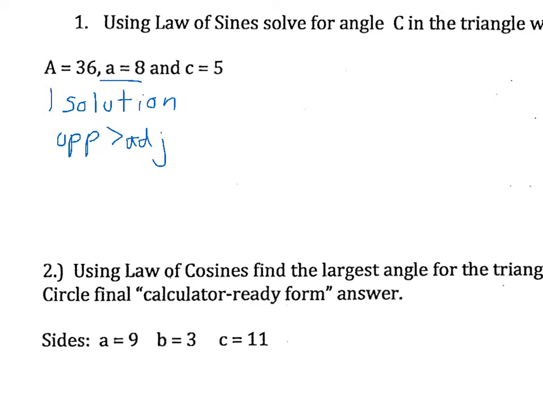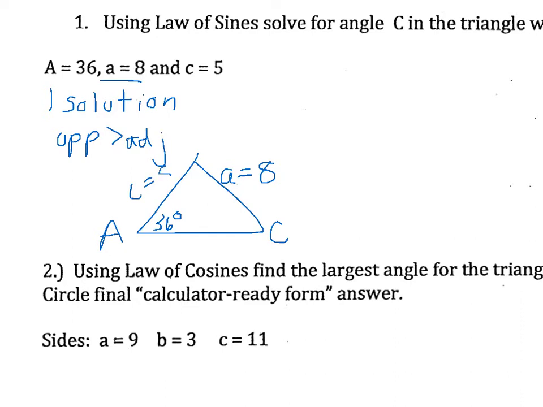And we know that A is the opposite side because it is the same letter as angle A. So we have a triangle, and we know that angle A is 36 degrees, side A is 8, and angle C we're looking for, and side C is 5. We can set up a law of sines proportion to help us find the angle C. So we are going to do the sine of 36 divided by 8 equals the sine of C divided by 5.